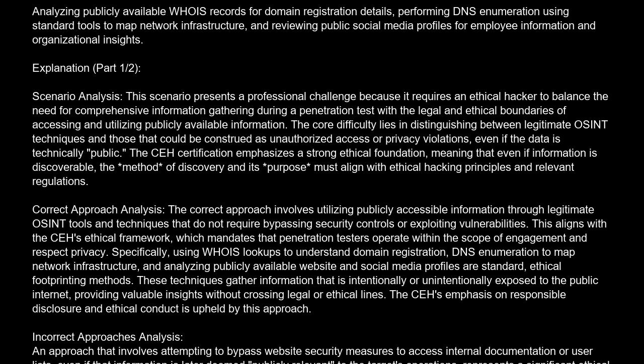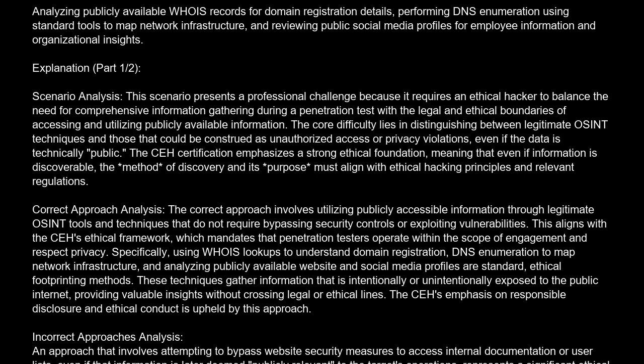The core difficulty lies in distinguishing between legitimate OSINT techniques and those that could be construed as unauthorized access or privacy violation, even if the data is technically public. The CEH certification emphasizes a strong ethical foundation, meaning that even if information is discoverable, the method of discovery and its purpose must align with ethical hacking principles and relevant regulations.